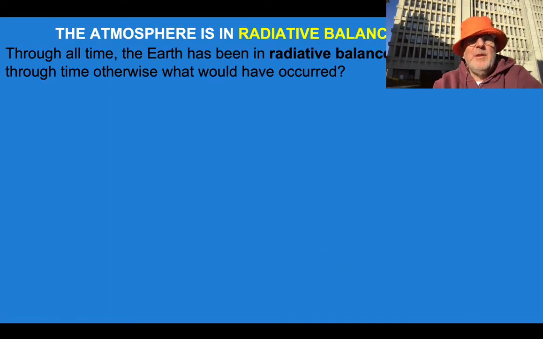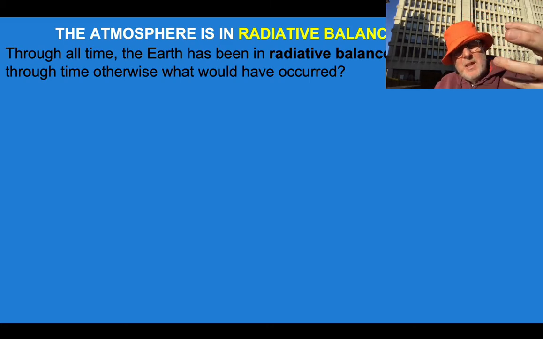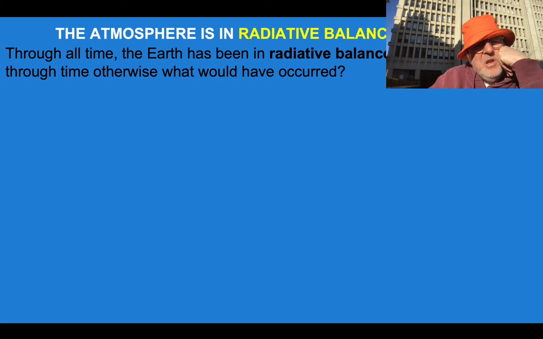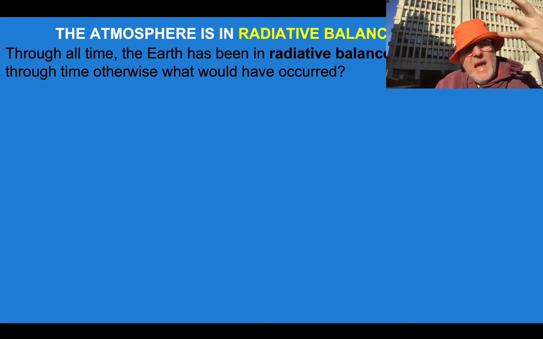Now, the atmosphere is in radiative balance. What does that mean? Over time, particularly over the last several million years, the Earth has had a balance where the amount of heat entering and being absorbed when the sun is out during the day is balanced by the amount of heat that's able to escape, plus the amount of heat that is trapped in our atmosphere by what are known as greenhouse gases.